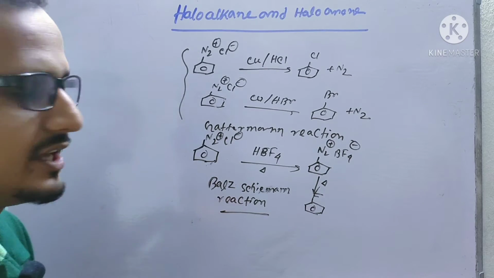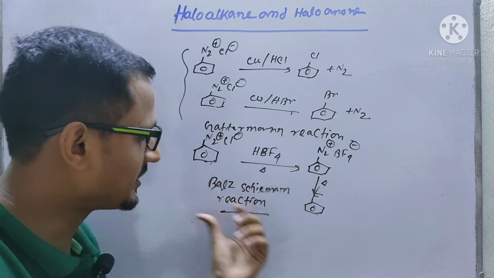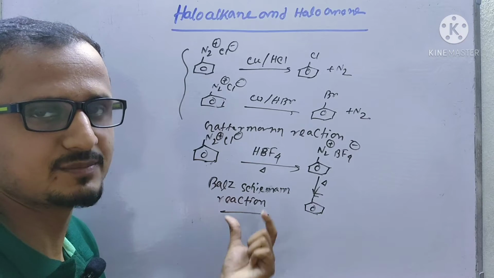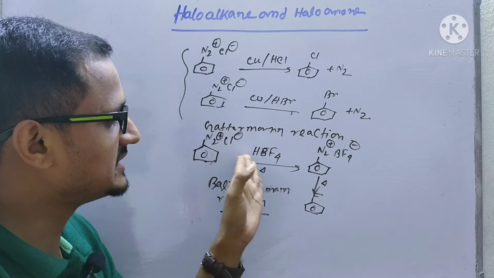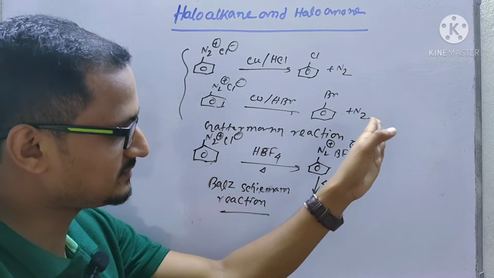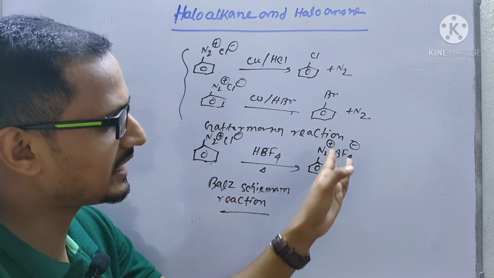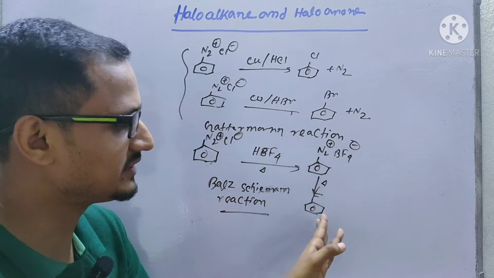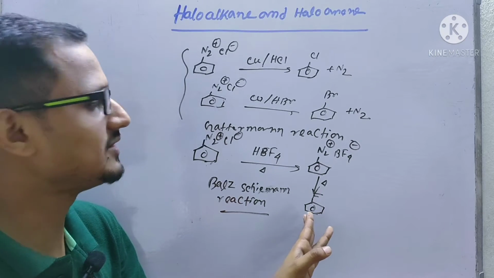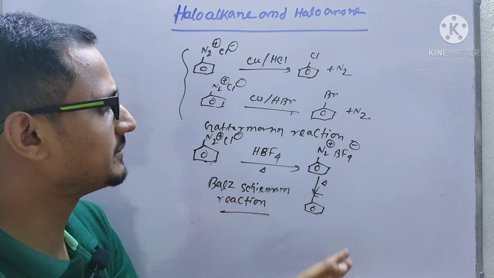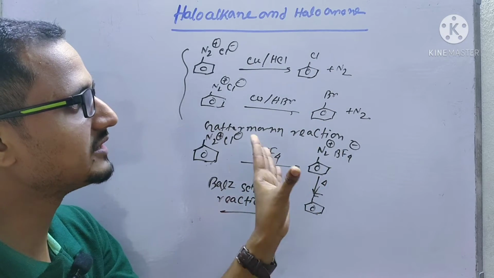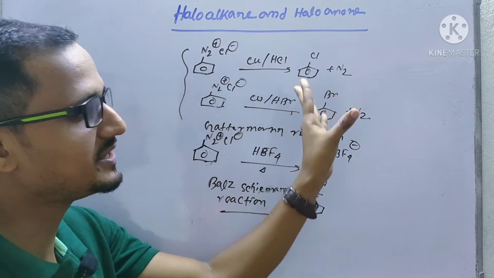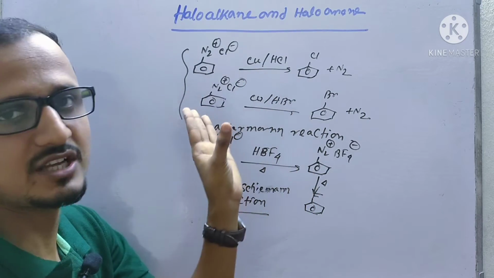This reaction is the Balz-Schiemann reaction. There is no need to memorize the name of this reaction. You can do it by normal HBF4: N2+ Cl- gives N2+ BF4-. Then if you heat, after removal of nitrogen and BF3, you will get fluorobenzene. So this reaction is very important. So two reactions we have discussed: the Gattermann reaction and the Balz-Schiemann reaction. Now from these two methods, you can easily prepare chlorobenzene or bromobenzene from a benzene diazonium salt.